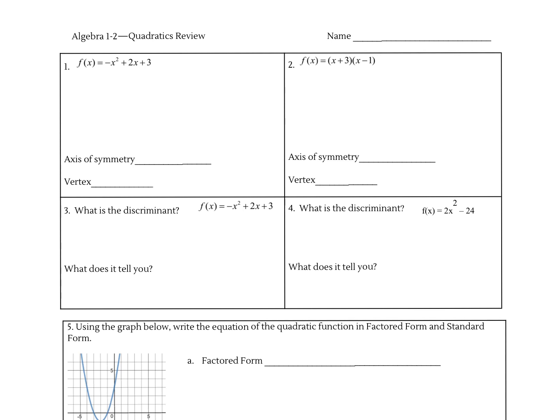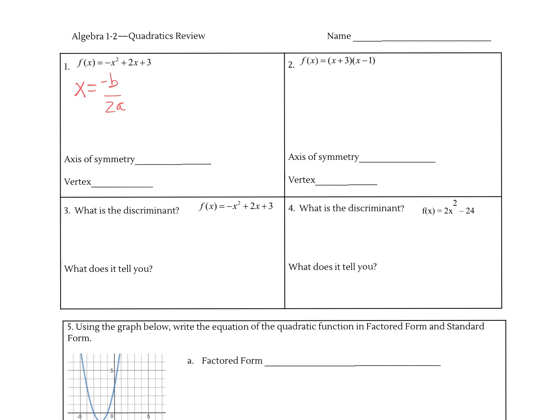If we are asked to find the axis of symmetry and the vertex, and our equation is given to us in standard form, one of the options that we have is to find the x-coordinate of the vertex by taking the opposite of b divided by 2 times a.